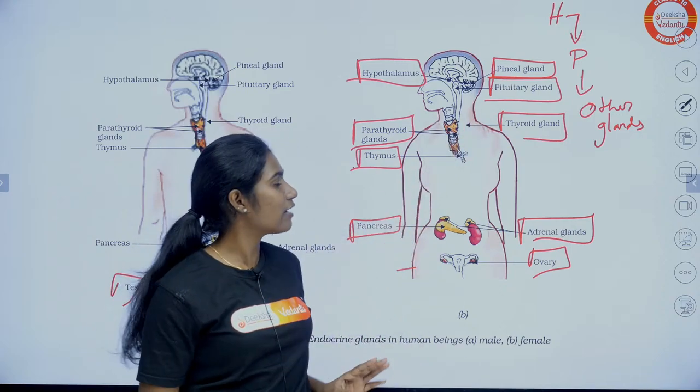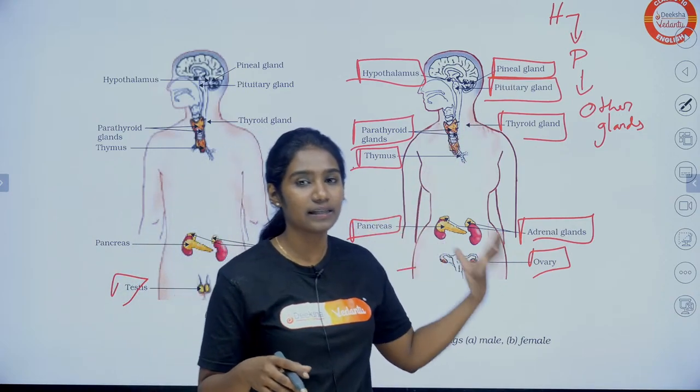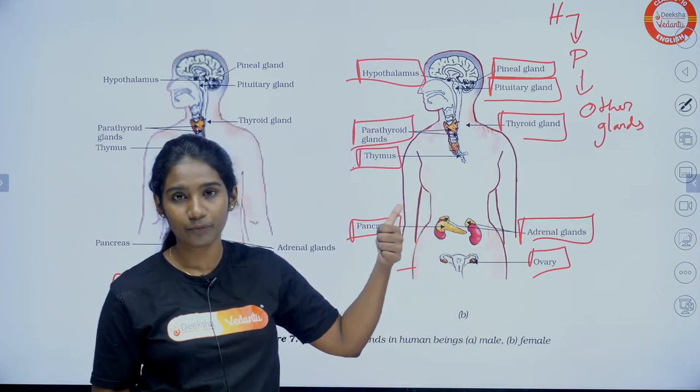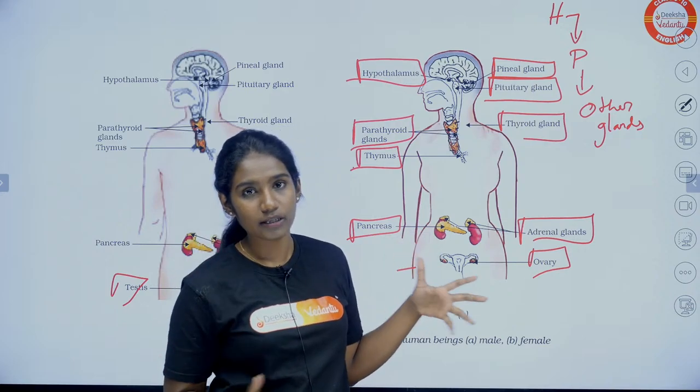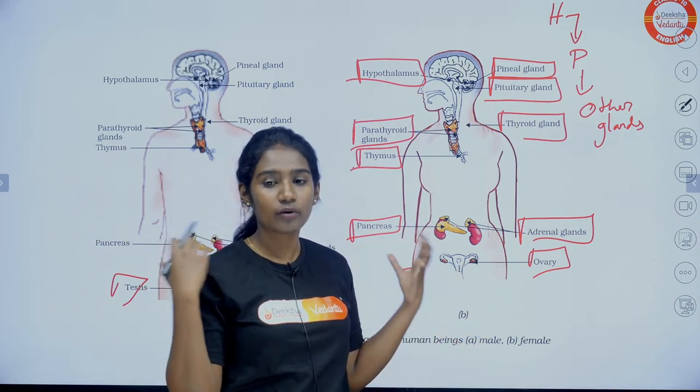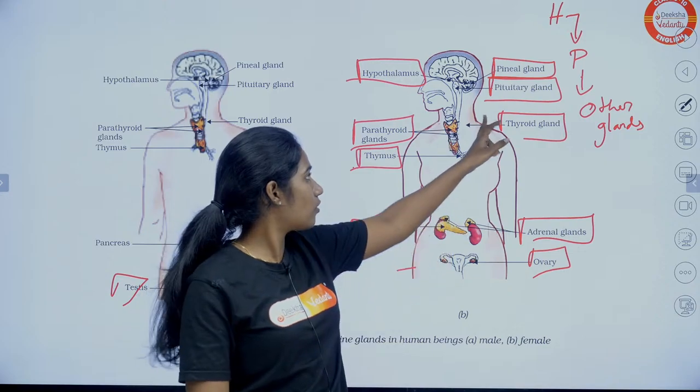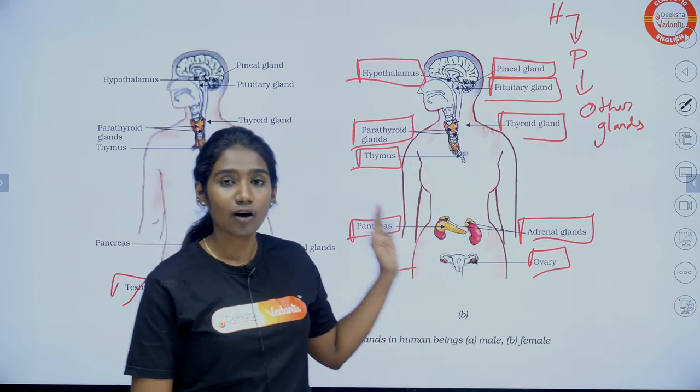What is the pituitary gland doing? It's like the master gland. It will secrete growth hormone. Okay, what does growth hormone do? It will speed up the metabolism. It helps in the overall growth and development of our body. The growth hormone is secreted by the pituitary gland.